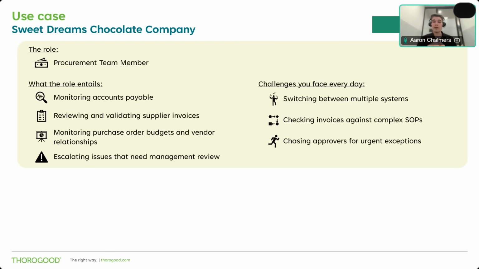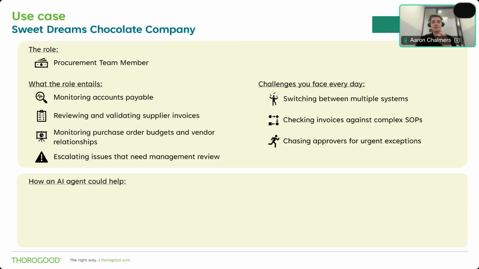But this role is not without its challenges. Every day, we have to switch between multiple different systems for individual tasks. We have to cross-check invoices against complex standard operating procedures, and we have to chase approvers for urgent exceptions. It can be slow, repetitive, and take us away from completing higher value work. And this is where our AI agent comes in.